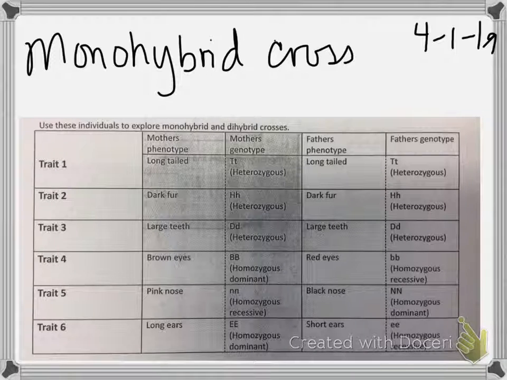And what I've given you on the packet is just 6 of the traits from the beavers. I used to do this with your actual beaver babies, but it got way too complicated. So I just gave you some genotypes for some parents. This is a mother and a father. We've got their genotype and phenotype listed, and we're going to do some monohybrid crosses.